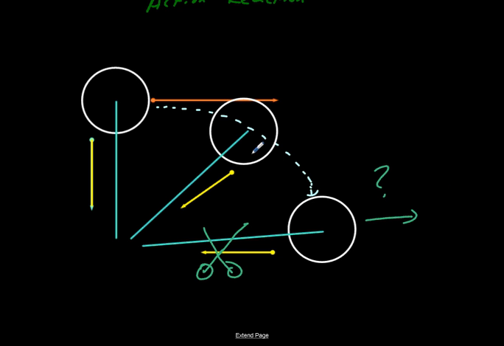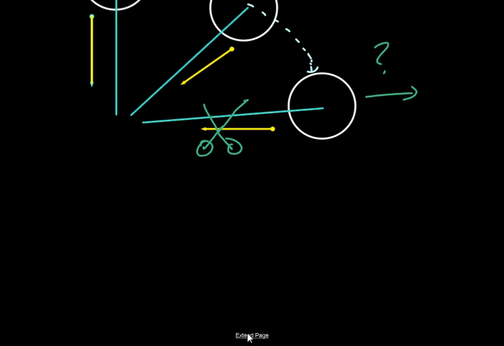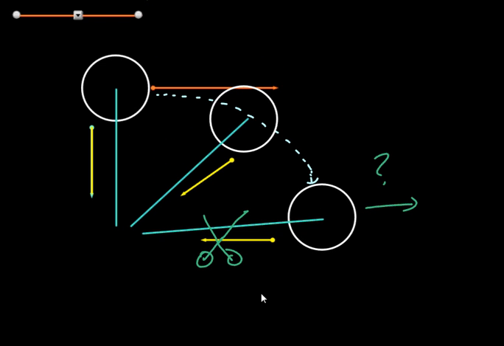Heck no. Why? Because we've got to think in terms of Newton's laws. Its velocity at this point has now been converted to being in this direction. That's its new velocity at this point. So what's it going to do if I cut the rope? It's going to fly off in a straight line, just following its inertial path.